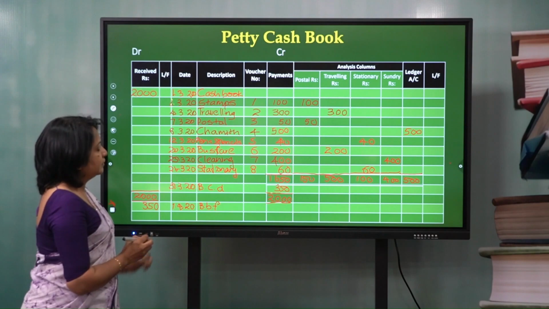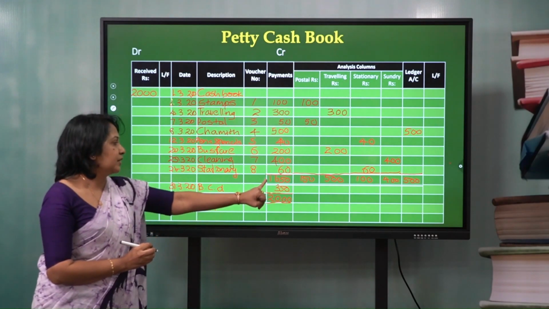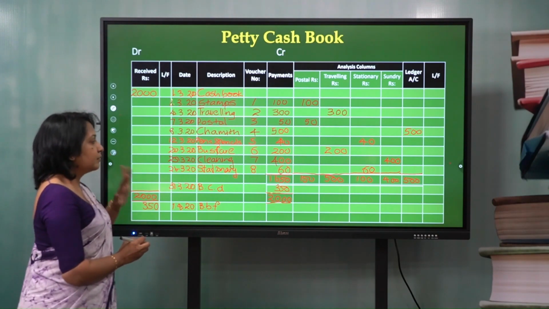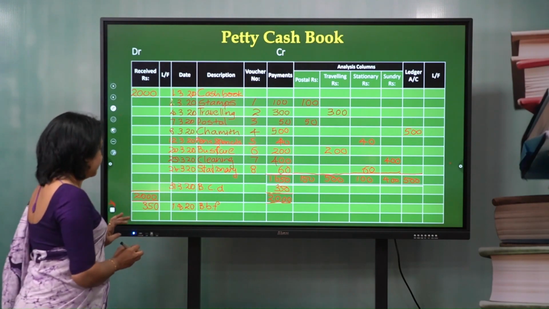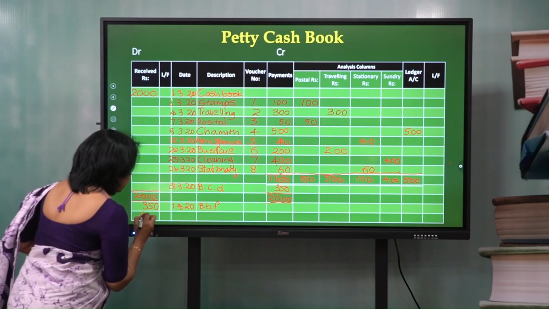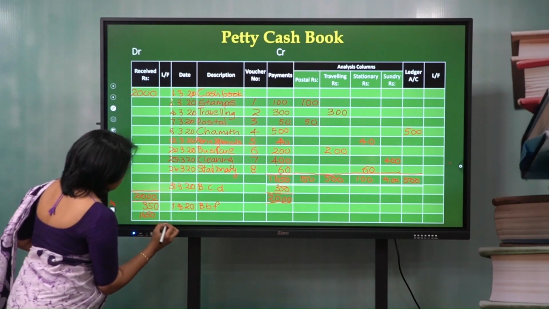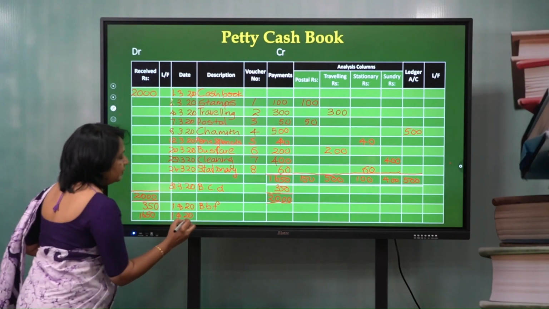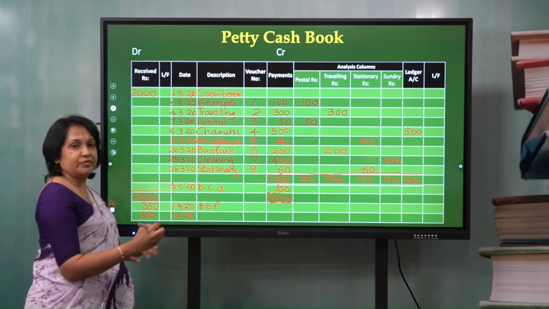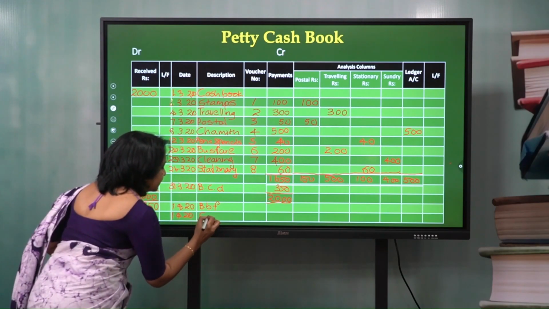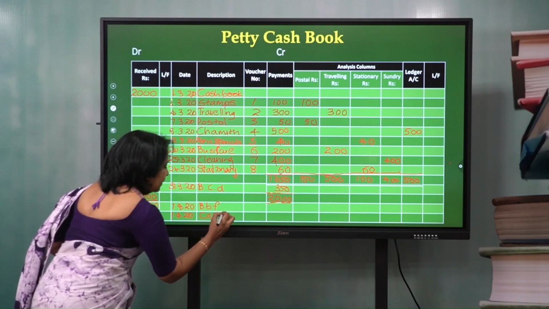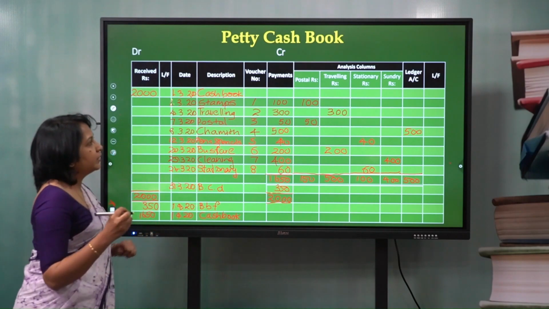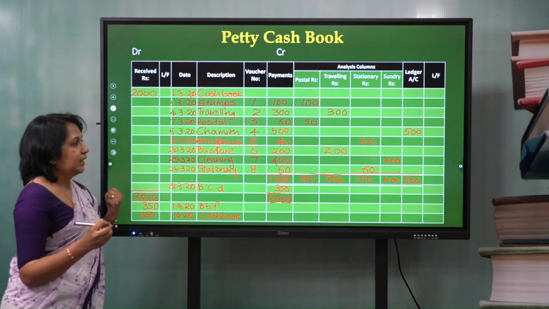Now children, when the petty cashier requests this 1,650 from the main cashier, he gives that money on the 1st of April. So we have to record that also as 1,650 received on 1st April 2020, and we have to record here the name of the other relevant account, that is cash book. Children, this is how we record transactions to the petty cash book.